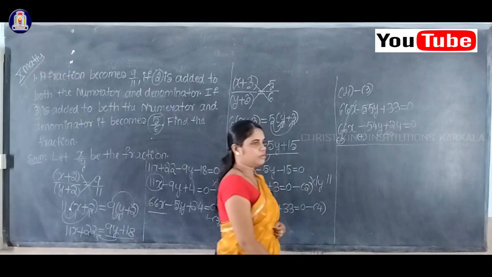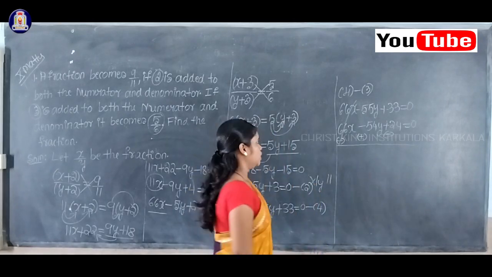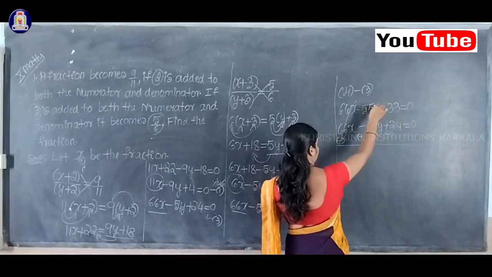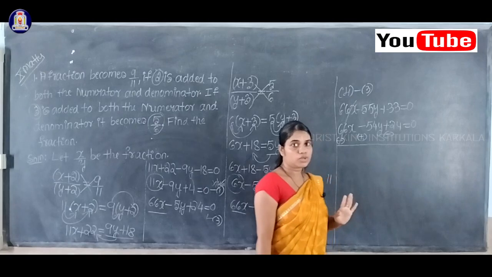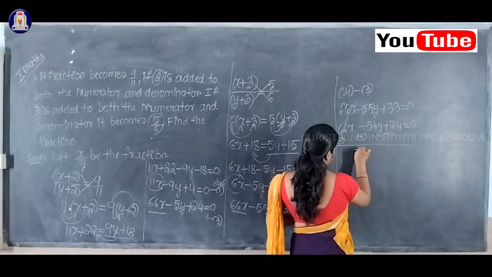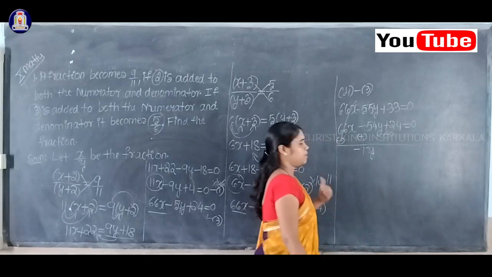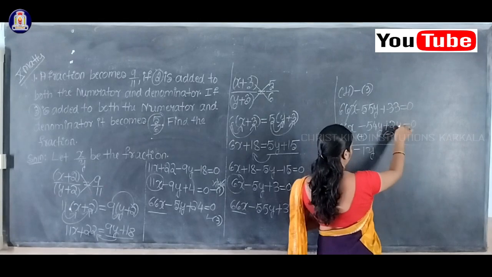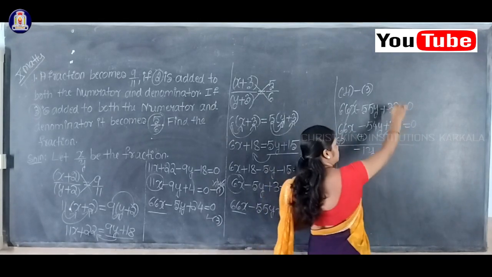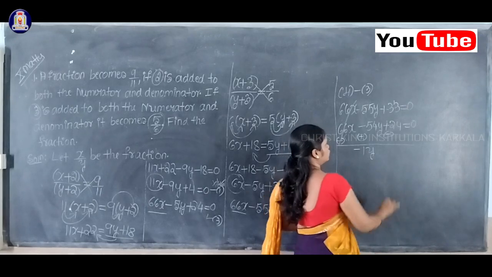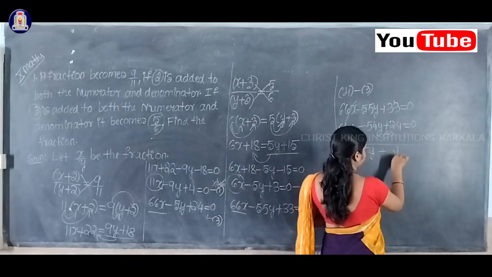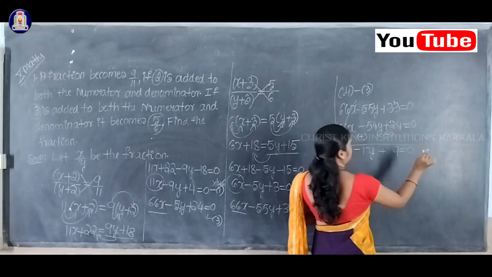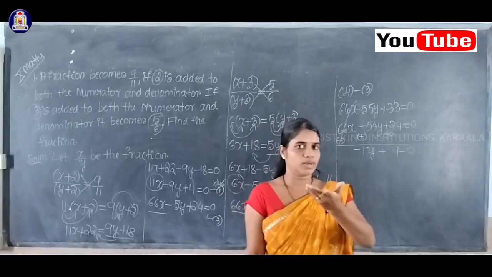Plus 66 and minus 66 will get cancelled. So minus 55y plus 54y equal to how much? Minus 1y, isn't it? 55 minus 54 is equal to 1. So plus 33 minus 24 equal to how much? 9, I'll get 9. So 33 minus 24 equal to 9.